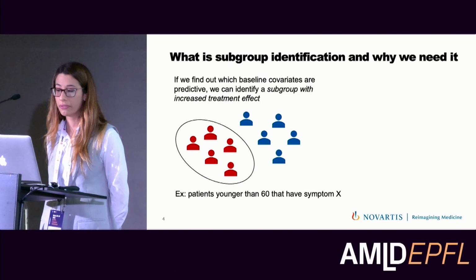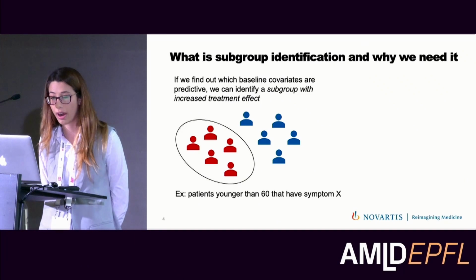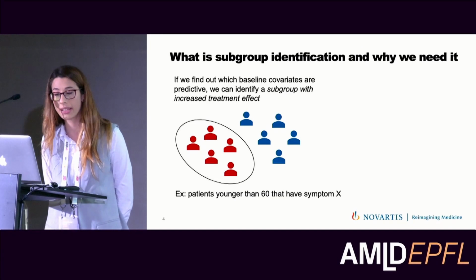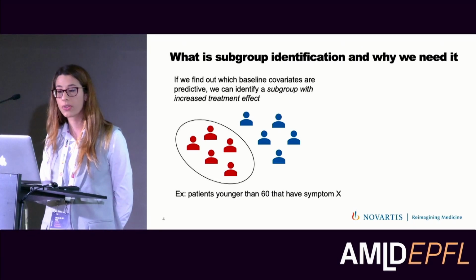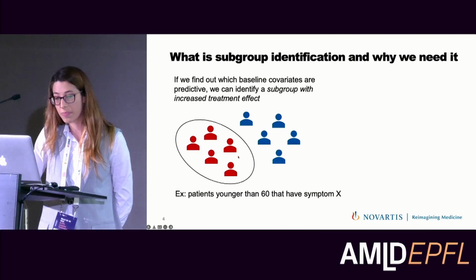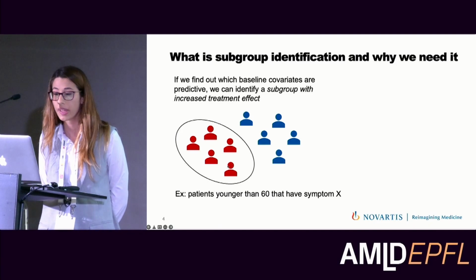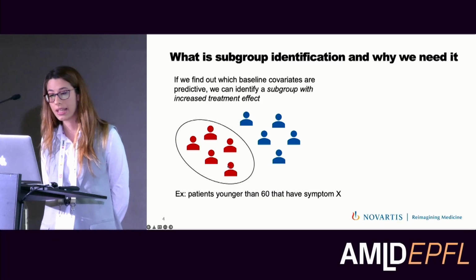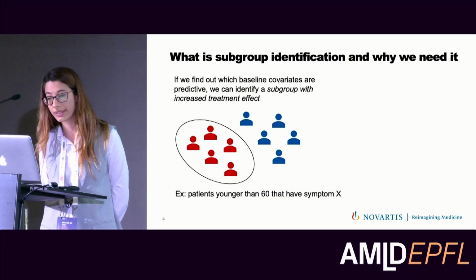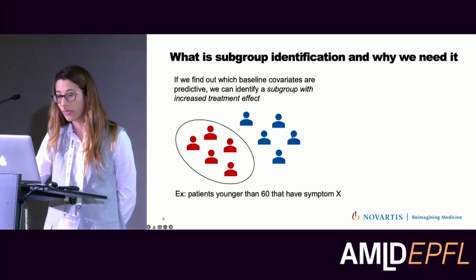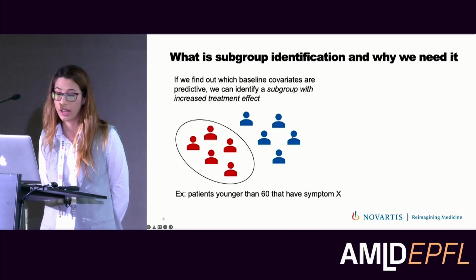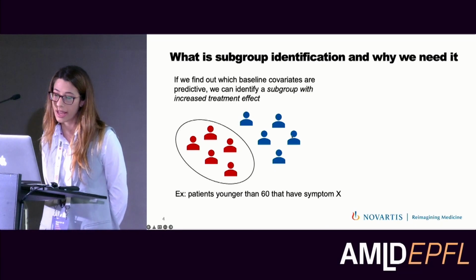So if we can find out which covariates are predictive, we can identify a subgroup with increased treatment effect: a subset of patients defined by predictive covariates where the treatment effect is higher than in its complement. An example could be patients younger than 60 that have a symptom X.